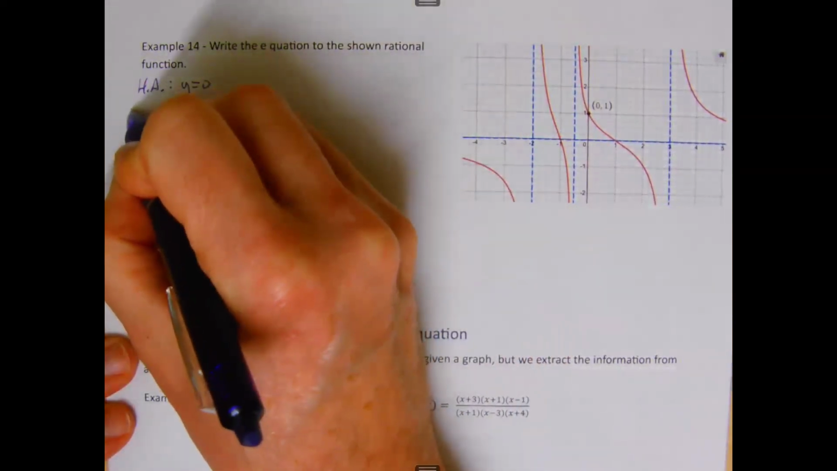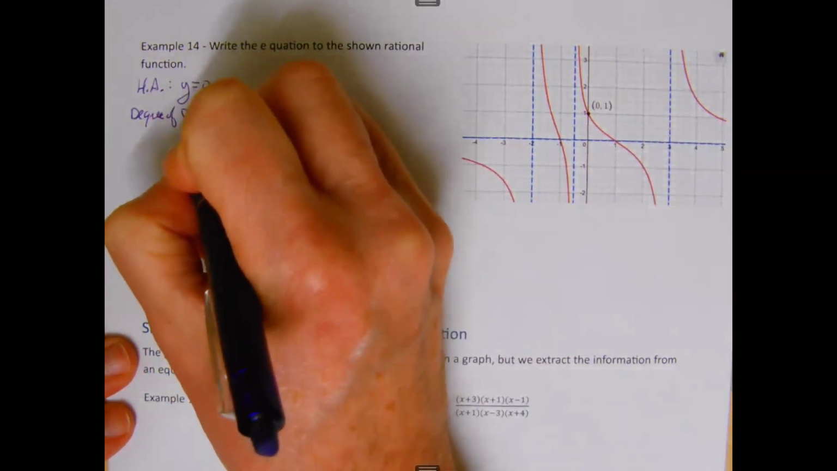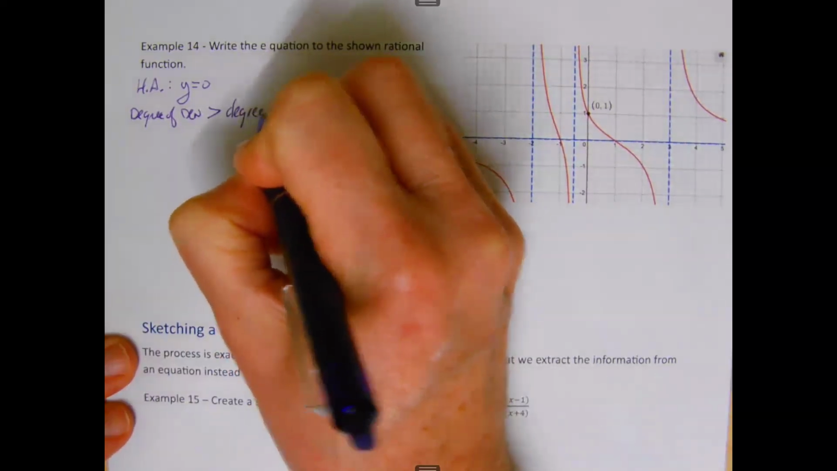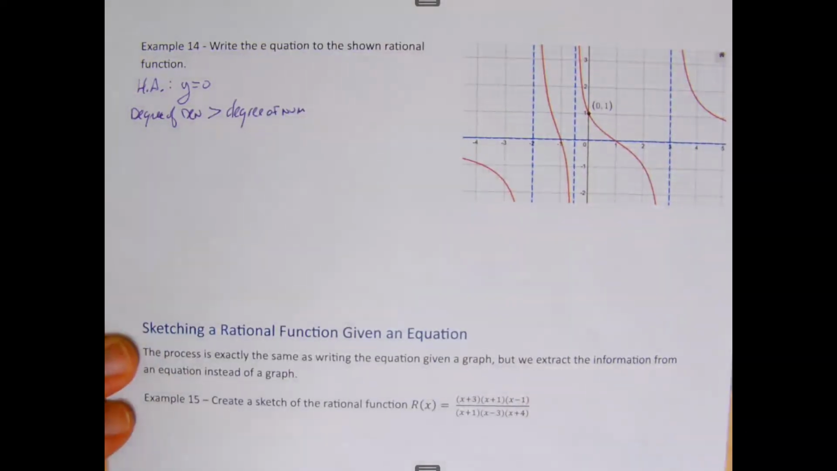So again, what information does that tell me? It tells me the degree of the denominator must be greater than the degree of the numerator. That's the only way I can get a horizontal asymptote equal to 0. That's the end behavior.